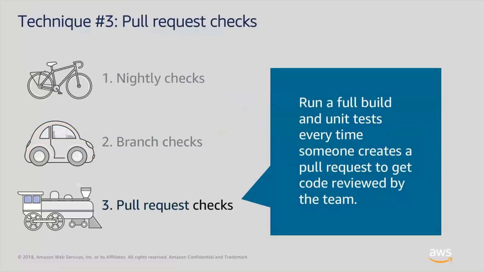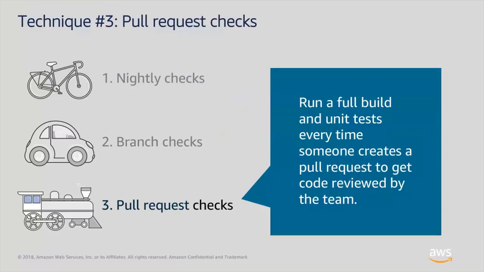So the idea here is we want to get to pull request checks, which is, as soon as the developer submits a pull request to get that code reviewed and committed to a particular branch, that's when the build is executed and the tests are executed. So before code is committed to the repository, developer basically says, look, this is ready for review. We run through the build tests. It looks like it passes. And we know that that code is ready to be committed. And this is where we want to go.